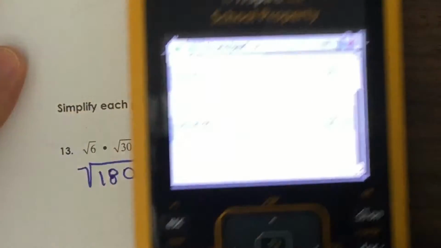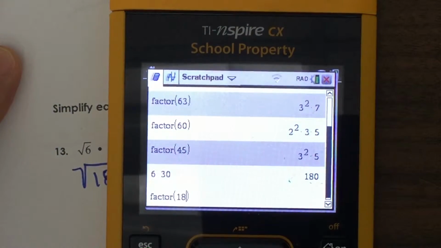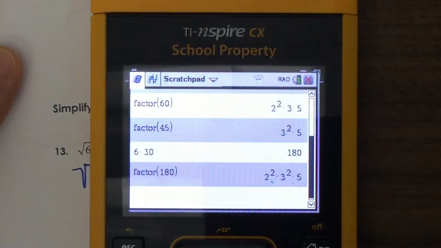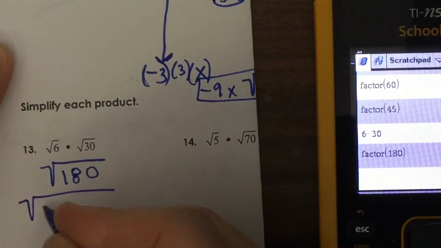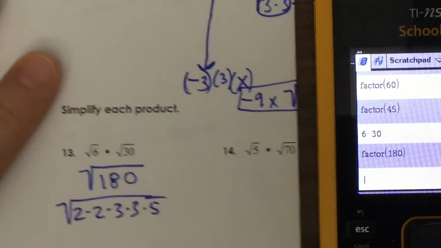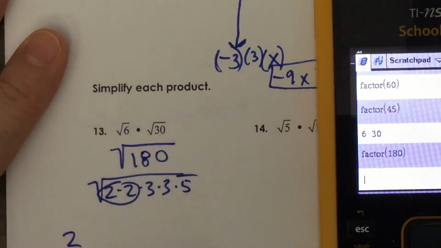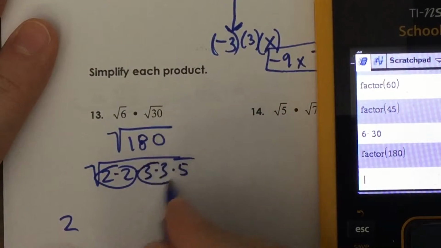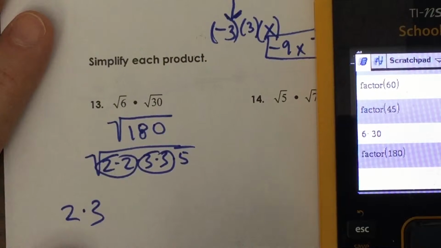We're going to go to menu, 2, 3. We're going to get the factors of that 180. So I have a couple of 2's, a couple of 3's, and a 5. Let's write that in the radical. Let's circle my pairs. Those 2's give me 1 2 on the outside. The 2 3's give me 1 3 on the outside. The 5 has to stay.